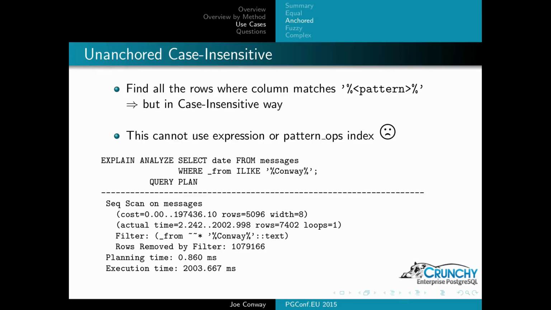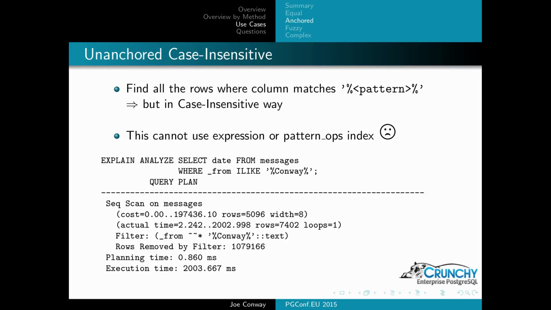So now we get to the case where we want to do what's called an unanchored pattern match. So this is the type of thing that you see people doing all the time. We say some column like percent some string percent, or ILIKE, where you want it to be case insensitive. And using traditional methods, it's not possible to use an index. But again, this is where this Trigram indexing comes to the rescue. So there's no way to do that using the normal pattern ops index.